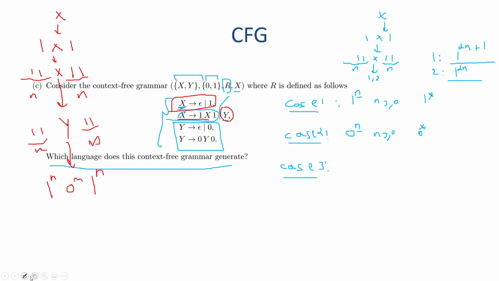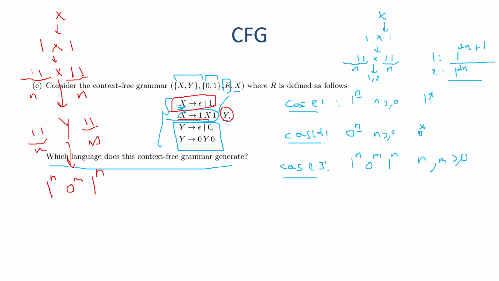So case 3 is you'll have some zeros in the middle, and an equivalent number of ones on the left and right. So you really have these 3 cases where n and m are positive. There's no relationship between n and m.